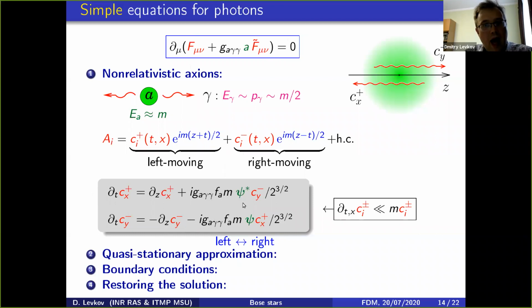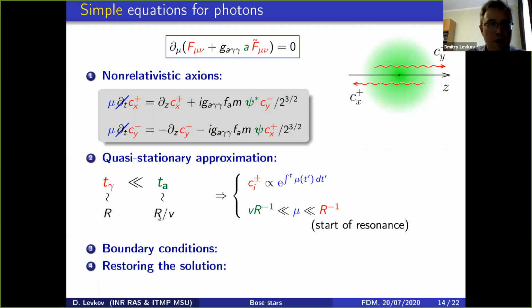It also has a first derivative in time, a first derivative in Z, and no derivatives in other coordinates, because this is an eikonal equation in the basis of plane waves. The last term in this equation is the interaction with psi. Psi is the non-relativistic axion field, and it takes C minus and creates C plus. This is exactly the physics which was on the previous slide. By solving these equations, you can consider the developing resonance.